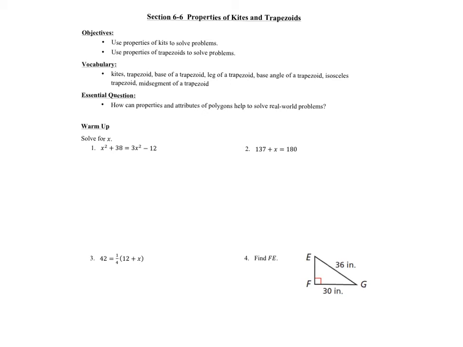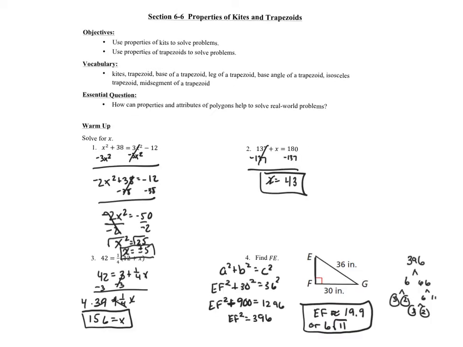This is 6-6, Properties of Kites and Trapezoids. Try the warm-up problems and hit play when you're ready to see the answers.